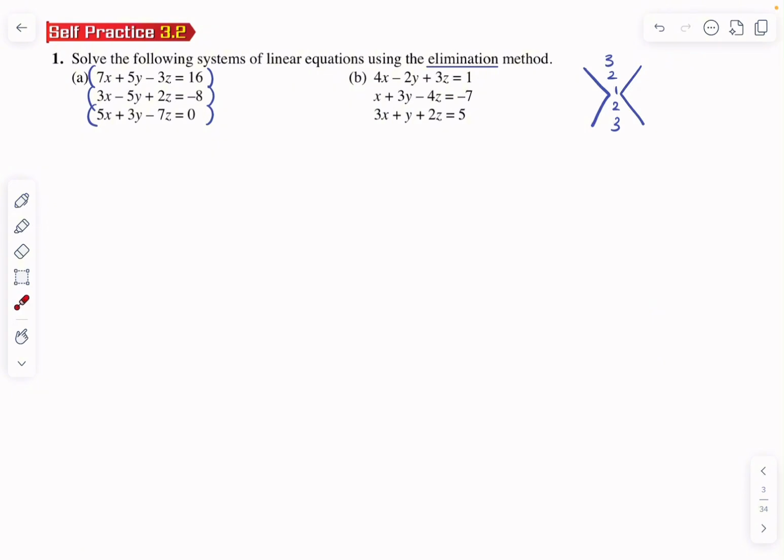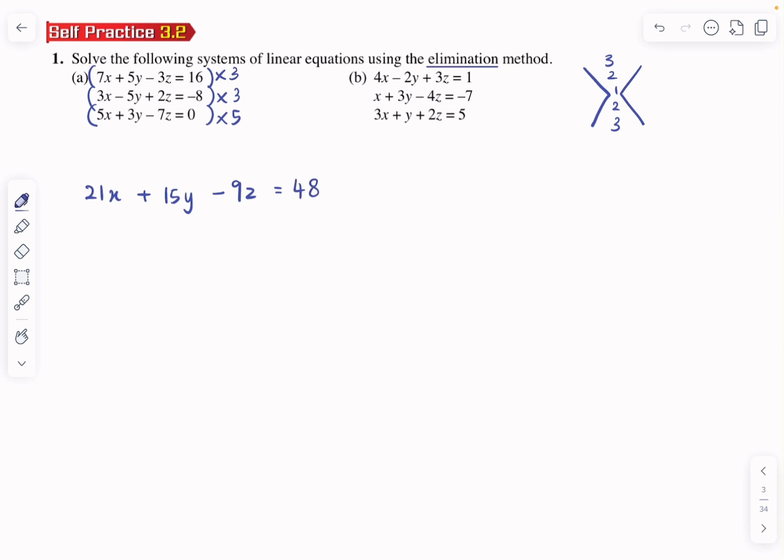So to make 5y into 15, we multiply 3. The second one is the same, we multiply 3. The third one is 3y, you want to make it 15, we multiply 5. So we are going to get, okay, let's just multiply in, we'll get 21x plus 15y minus 3 times 3, we get minus 9z. 16 times 3 will get 48.